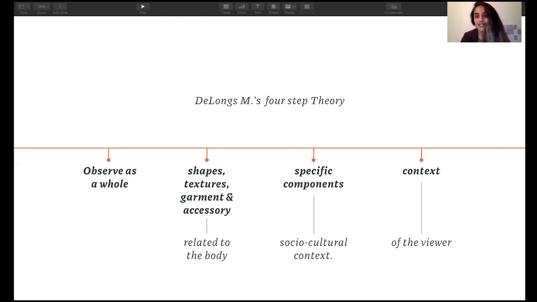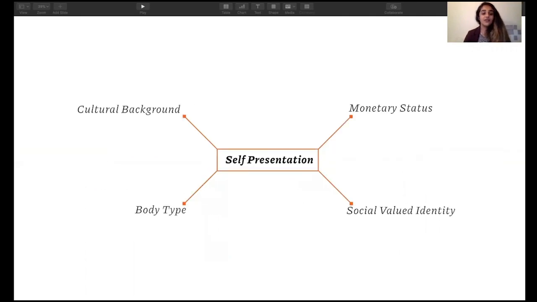For example, if somebody is wearing a red band on their hand, it denotes that they come from a Hindu culture. And fourth is the context of a viewer. If a person who's viewing knows about Hindu culture, they'll be able to make assumptions based on the red band. But if they are not aware of the culture, they won't be able to make assumptions. Our self-presentation is denoted by a lot of factors. Today, I'm going to discuss these four: cultural background, monetary status, body type, and socially valued identity.